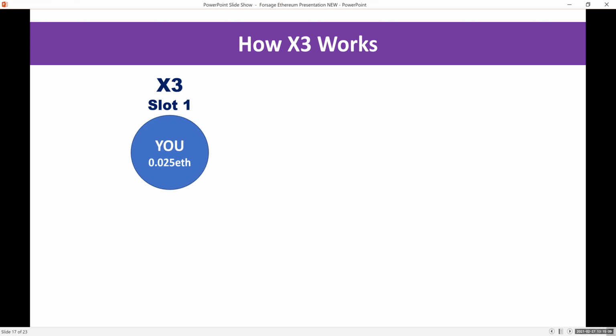So let's now look at X3. All right. So X3, we have said, works by referral, and it begins with you. When you own a specific slot, say slot number 1, which is basically 0.025 Ethereum, and we have said this is about, how much? That is about 7,000 Kenya shillings. So the moment you refer someone else, you earn 100% of what that person spends to own that particular position.